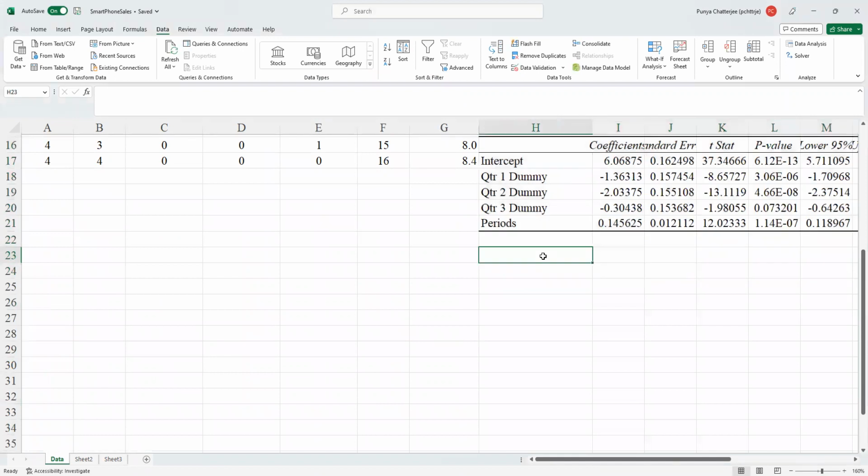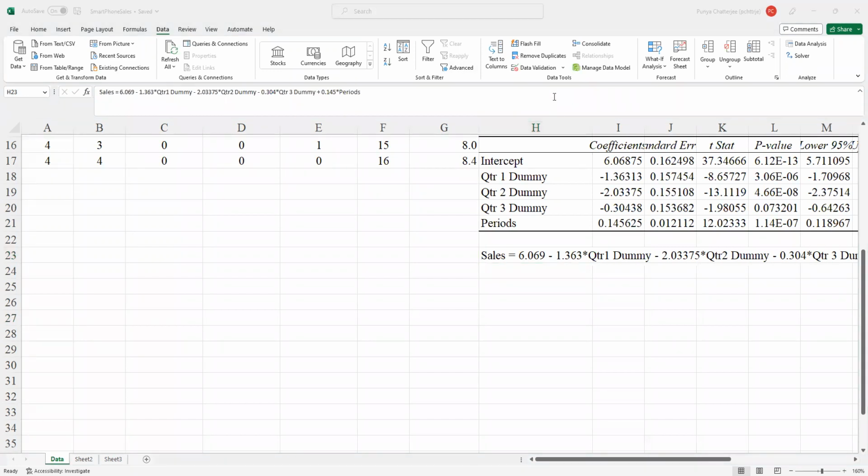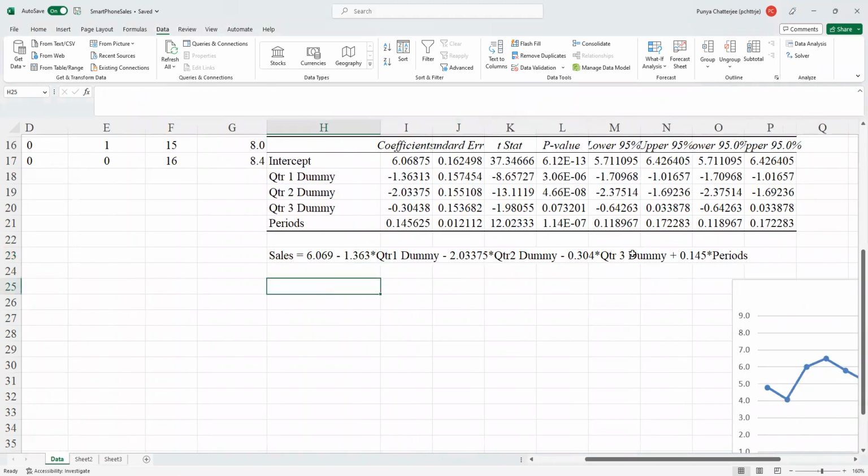So there you go. My regression equation is: sales equals 6.069 minus 1.363 multiplied by quarter 1 dummy, minus 2.03375 multiplied by quarter 2 dummy, minus 0.304 multiplied by quarter 3 dummy, plus 0.145 multiplied by periods. This is my regression equation.